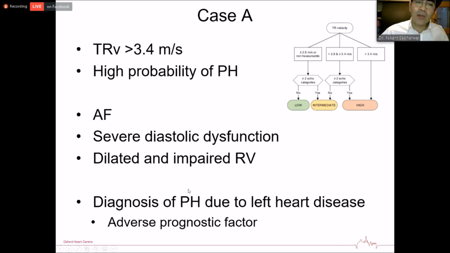So we will conclude to say this patient does have a high probability of pulmonary hypertension, and this is due to left heart disease. This is severe diastolic dysfunction, AF, and this dilated and impaired RV is an adverse prognostic factor, and therefore we give additional information, not just saying this patient has a high probability of PH.